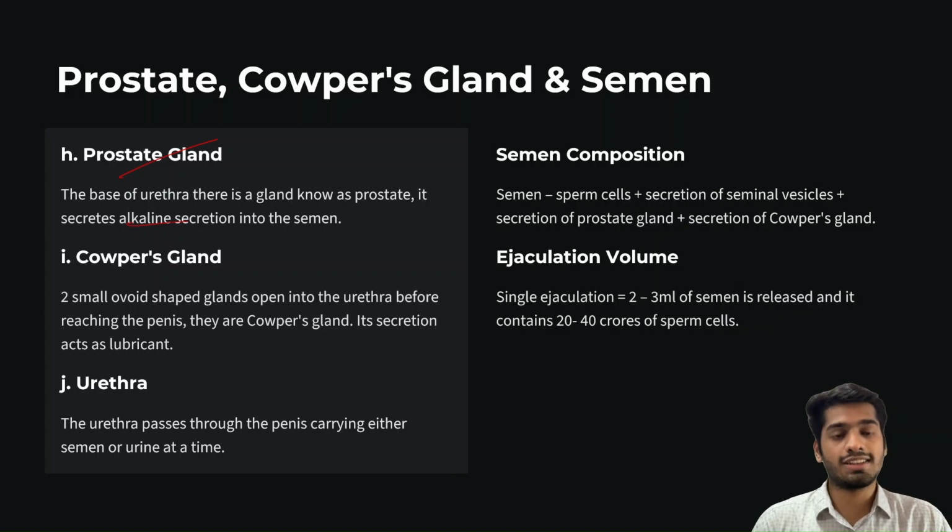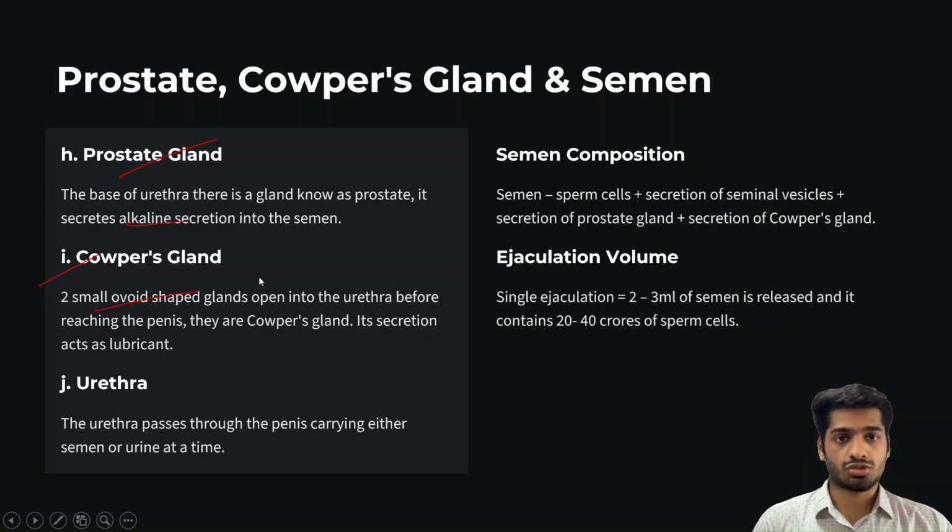Now, the reason the semen is alkaline is because if it is not alkaline, the vaginal acidic pH is going to kill all the sperm. We don't need that. So that is the reason the semen has an alkaline nature. It is going to neutralize the acidity. After that, we talked about the Cowper's gland, or two small ovoid shaped glands.